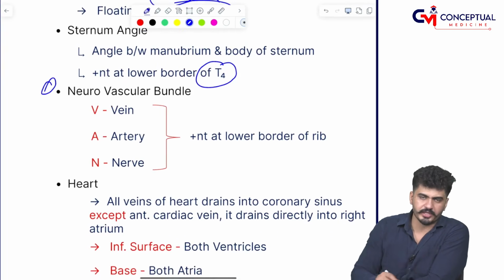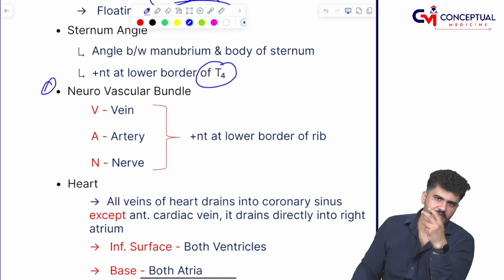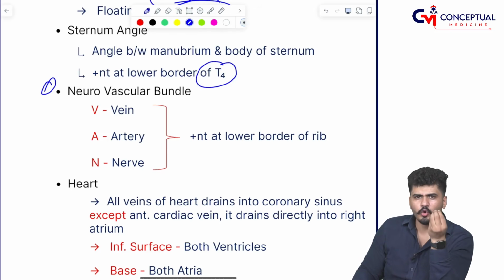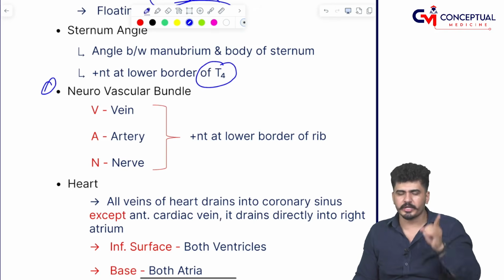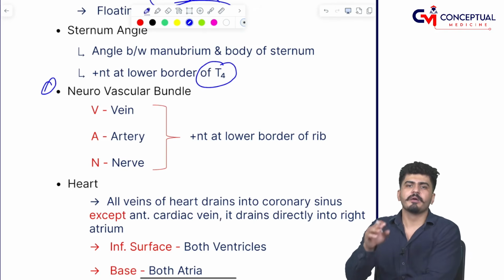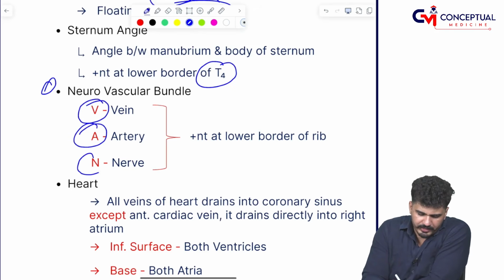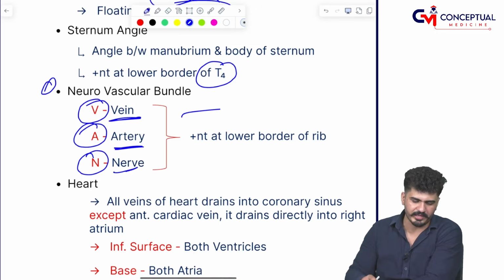Now, an important question: if you have to do a thoracocentesis or needle thoracostomy, remember how you will plan it. Is it the lower border? Is it the upper border? Always go with the upper border, never go with the lower border. Why? Because at the lower border, the neurovascular bundle is present: vein, artery, and nerve. Very important previous year question which was asked in the exam, my dear friends.